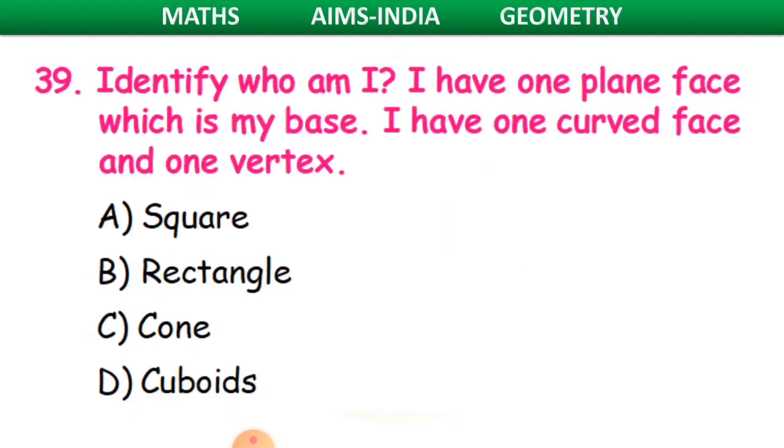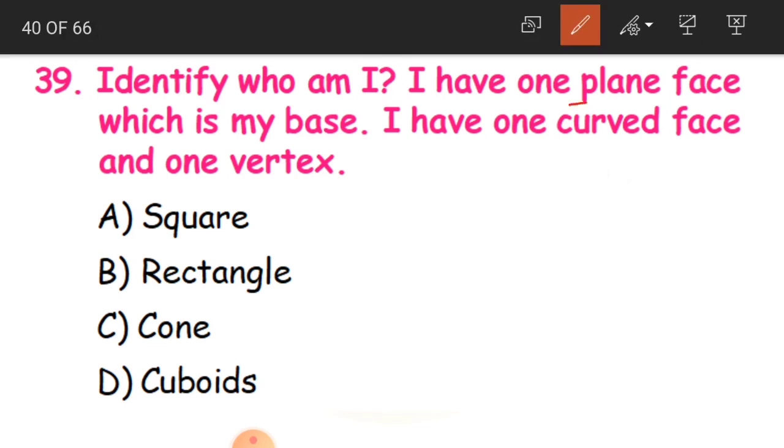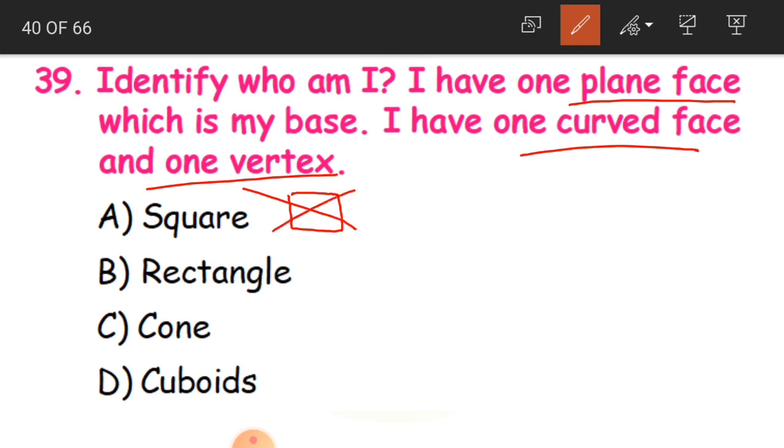Question 39. Identify who am I. I have one plane face which is my base. I have one curved face and one vertex. So our resultant answer will have one plane face, one curved face and one vertex. If we look at option A, square, square is a 2D shape, children, so we will not talk about faces here. Okay, again rectangle is also a 2D shape, so we will not talk about faces.